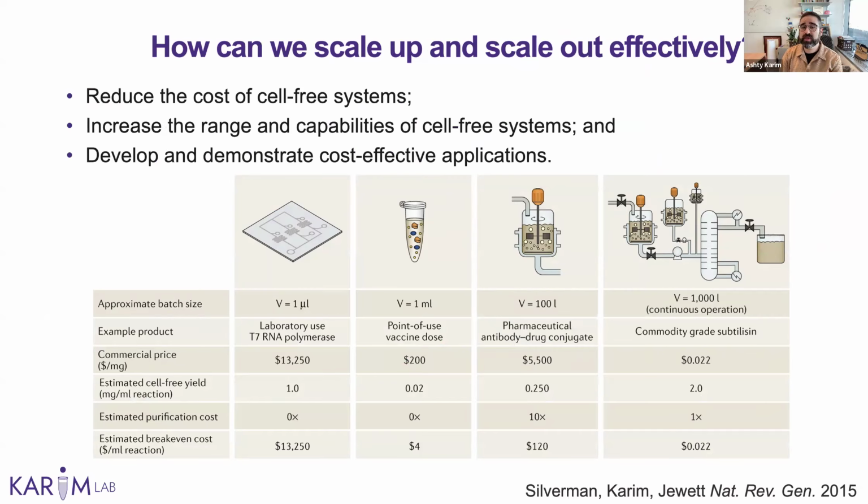And then we get to a point where how do we scale up and scale out these cell-free systems effectively? We need to further reduce costs of these systems, increase the range and capabilities of what these systems can do, and develop and demonstrate cost-effective applications. We can run cell-free systems at many scales, nanoliters all the way up to 1,000-liter scale. But the products, the things that we want to make using these at these scales differ because of many of the cost constraints that there are.